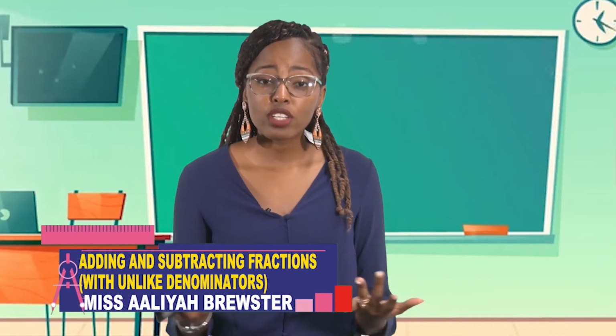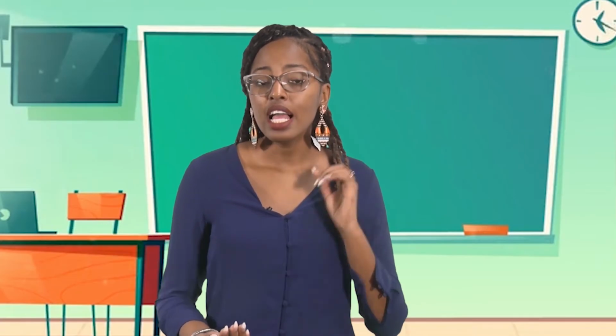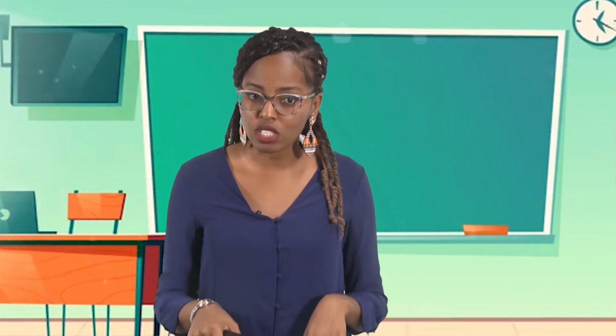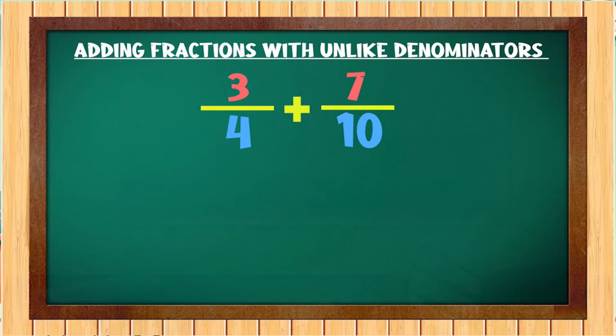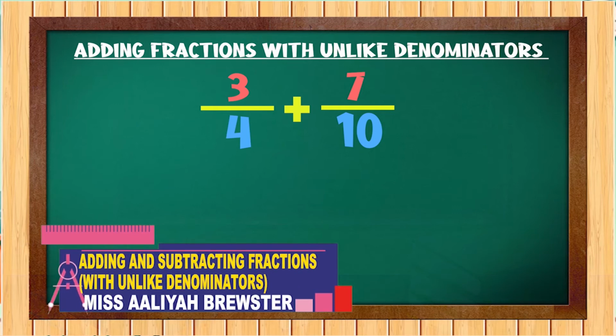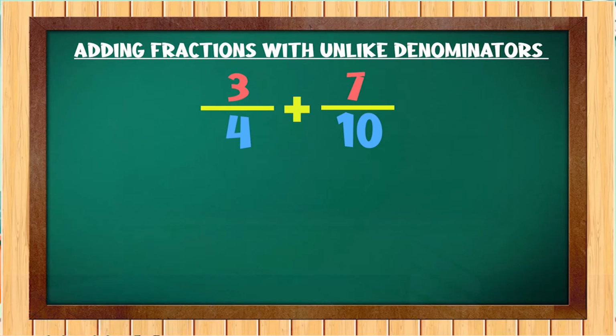Now that we have an understanding of how to add fractions with similar denominators, let's look at adding fractions with unlike denominators. In this case, the fractions that we are given, the denominators are not the same. Here we have 3 quarters plus 7/10. Notice for one fraction the denominator is 4, while the other the denominator is 10. How do we go about solving this?